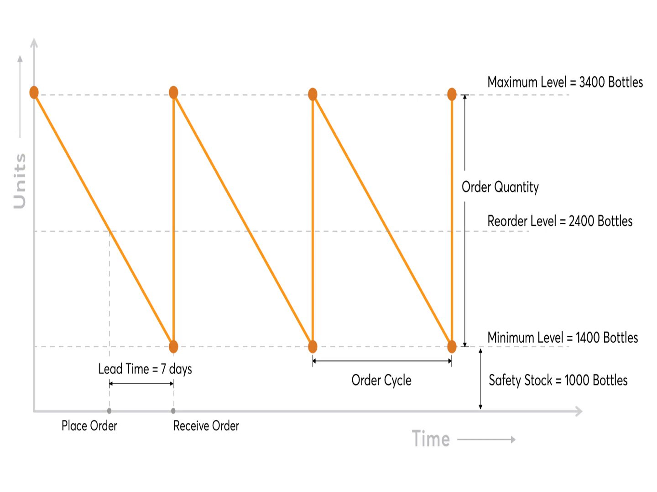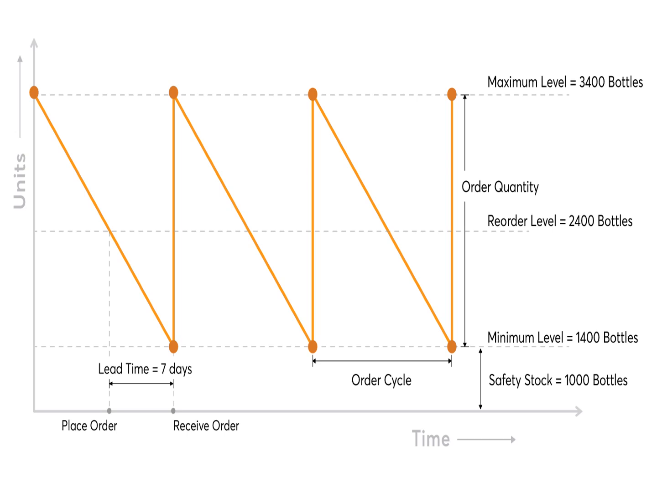If you see, the maximum level is the sum of safety stock, which in this example is 1000, and ordering quantity of 2400, and the total is 3400 bottles. Once the stock reaches the reorder level of 2400 bottles, which we have calculated through the formula, we should place a new purchase order with the vendor.